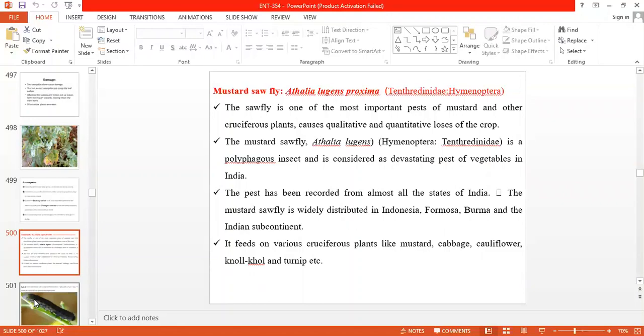The sawfly is one of the most important pests of mustard and other cruciferous plants, causing qualitative and quantitative loss of the crop. It is a polyphagous insect, considered a devastating pest of vegetables in India. This pest has been recorded from almost all the states of India. It feeds on various cruciferous plants like mustard, cabbage, cauliflower, knol khol, and turnip.